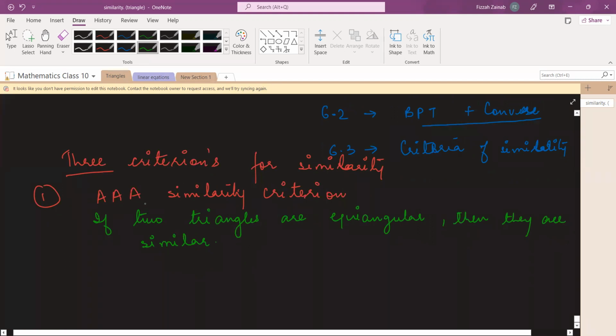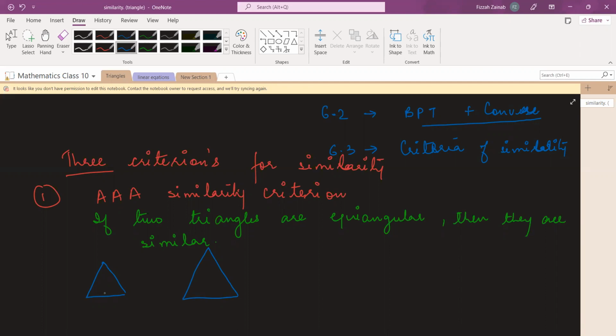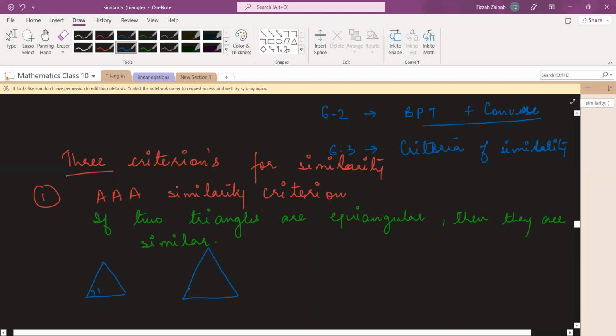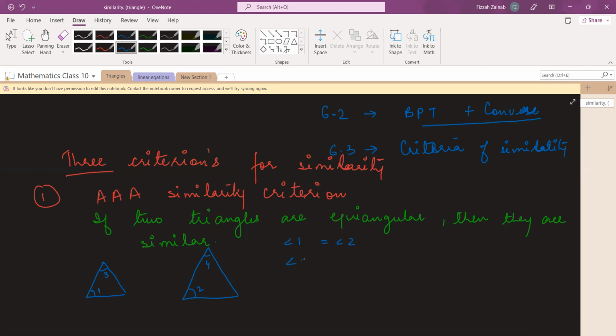Now there's an issue here. Try to understand. For example, I have two triangles, right? Okay, they are two triangles. Now I'm saying that angle 1 is equal to angle 2, right? And I'm saying that angle 3 is equal to angle 4, right? So obviously, even if it's not given, angle 5 is going to be equal to angle 6.